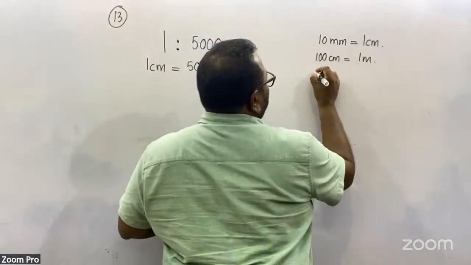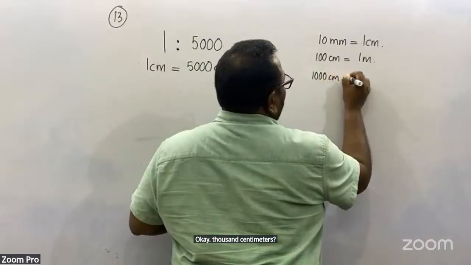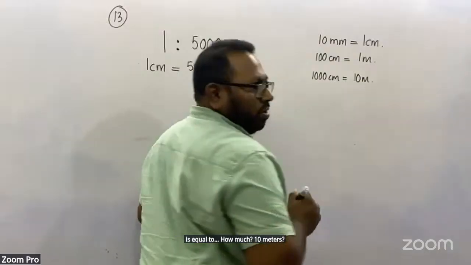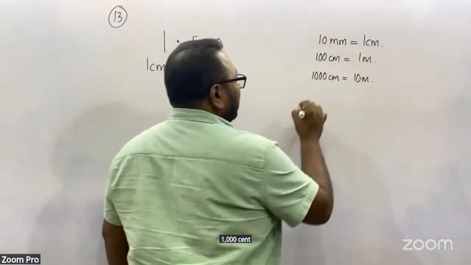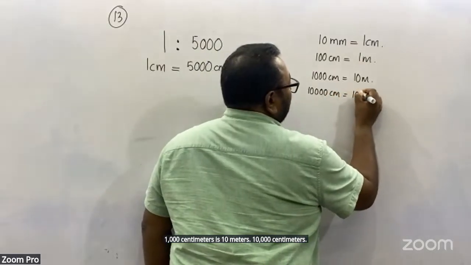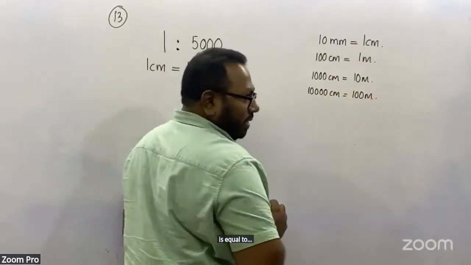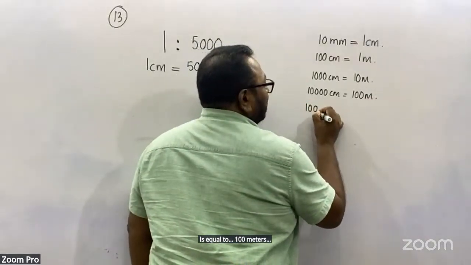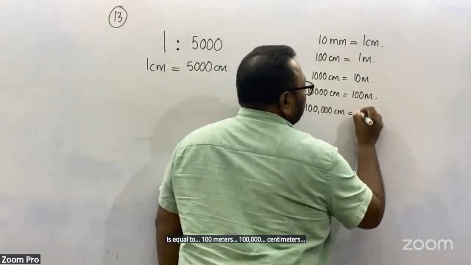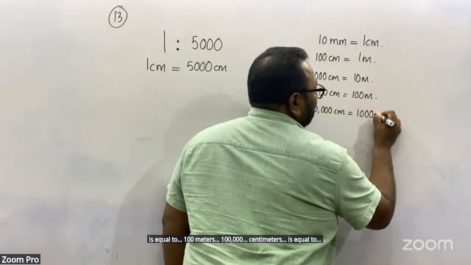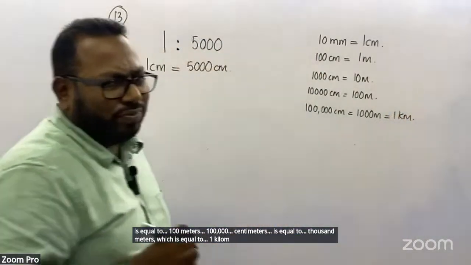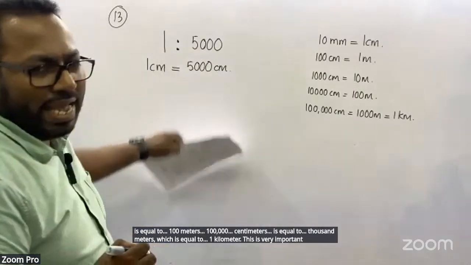1000 centimeters is equal to how much? 10 meters. 1000 centimeters is 10 meters. 10,000 centimeters is equal to 100 meters. 100,000 centimeters is equal to 1,000 meters, which is equal to 1 kilometer. This is very important for scale diagrams, right?